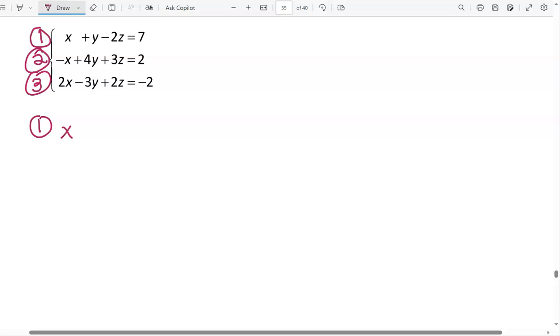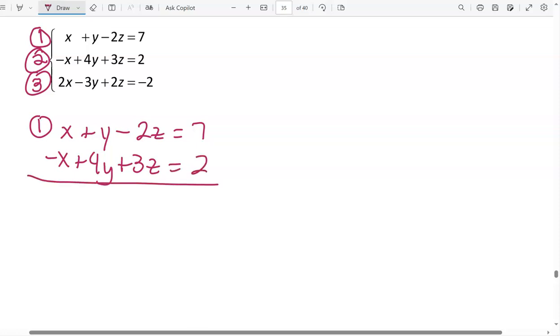So using equations 1 and 2, x plus y minus 2z is equal to 7, and negative x plus 4y plus 3z is equal to 2. Adding those two together, the reason I chose them is because the x coefficients are opposite, so that makes it easy to eliminate x. 5y plus z is equal to 9.